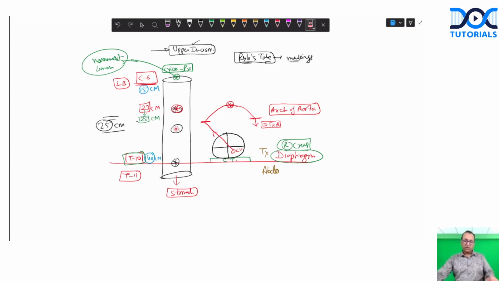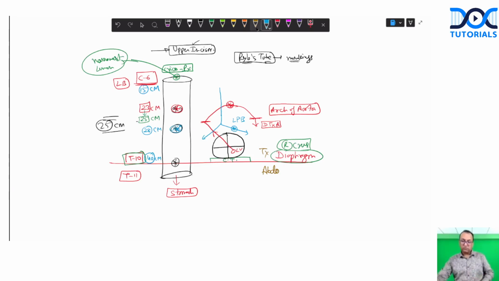Now, what is this narrowing due to? Draw that this is the trachea here, trachea to the right side of midline, and it is bifurcating into bronchi. And it was the left principal bronchus which is compressing here, and it is 28 centimeter from the upper incisors.